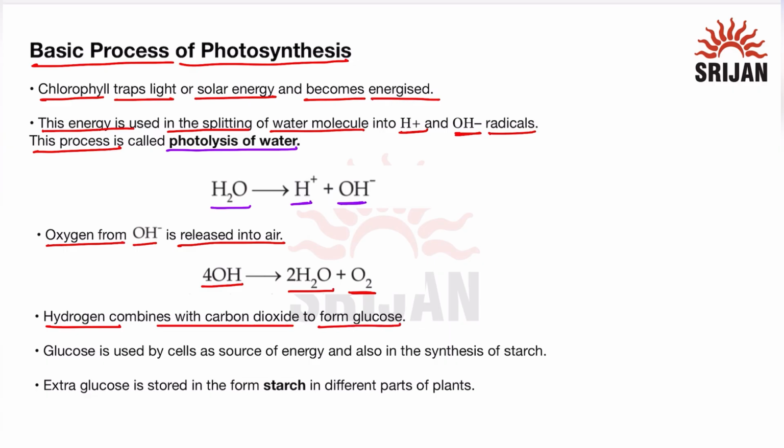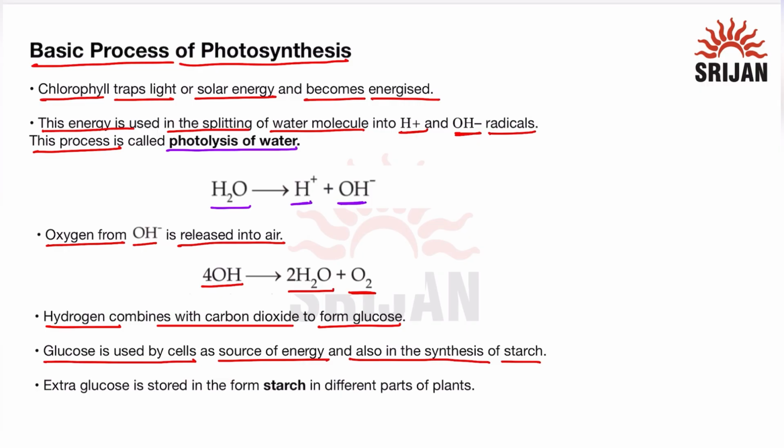So we read that water along with carbon dioxide forms glucose, and when the water splits into H+ and OH- ion, the OH- ion will release oxygen into the air and H+ will combine with carbon dioxide and reduce it to form glucose. So glucose is used by cells as source of energy and it is also used in the synthesis of starch.